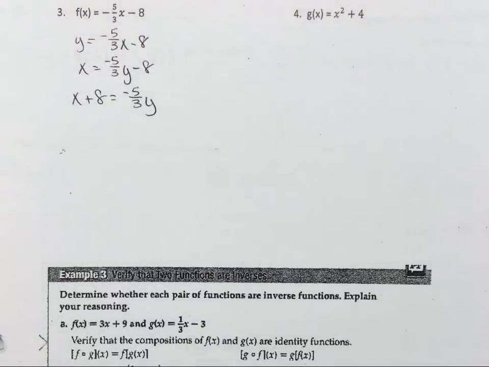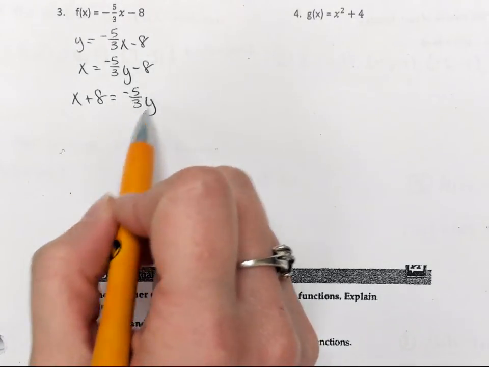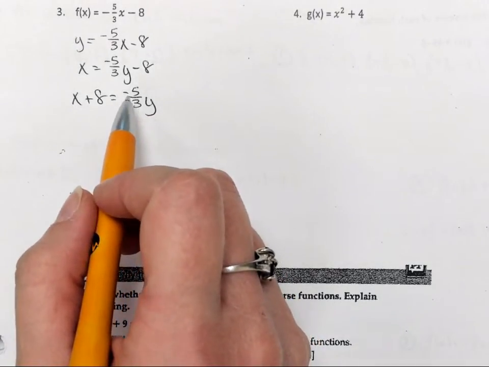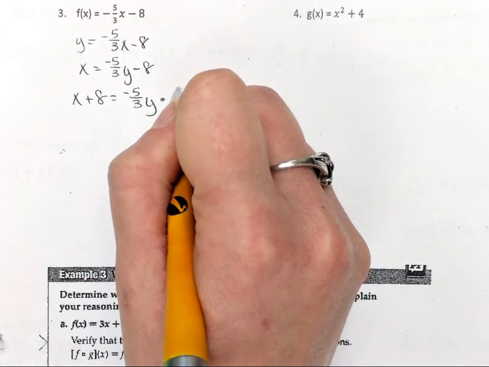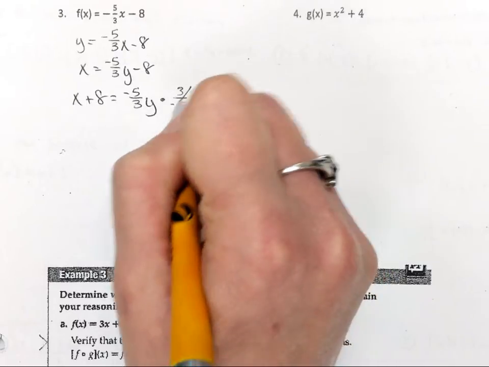Okay, right here's where we got stuck, right? You do not divide by a fraction. One fraction's bad enough. You divide by a fraction, you're going to make 2 fractions, and you're going to make a big hot mess of a fraction, right? So how do I get rid of a fraction? It starts with an R. Reciprocal, right? So you're going to do the reciprocal, which is 3 over negative 5, like that.